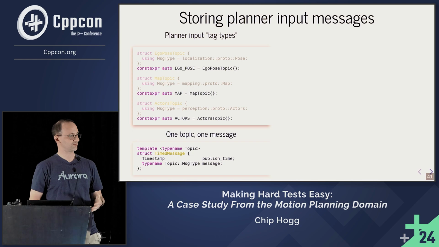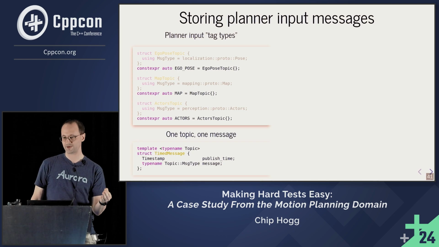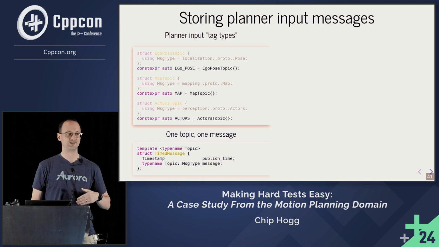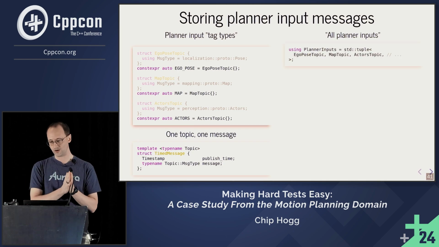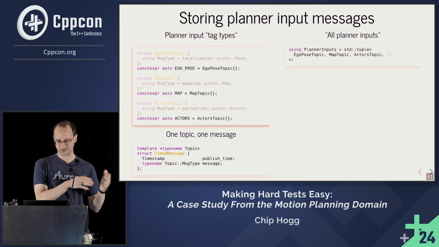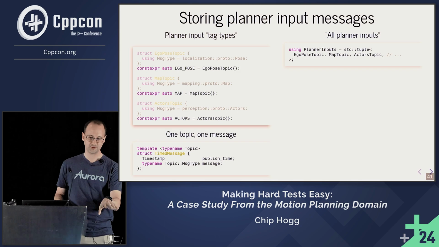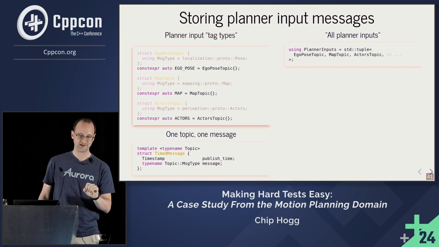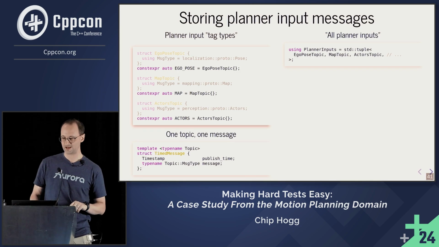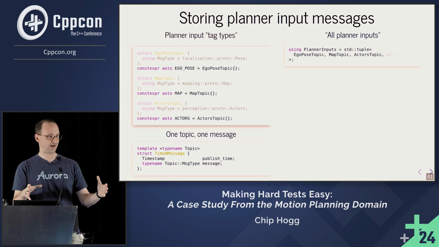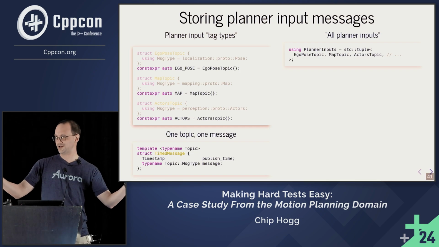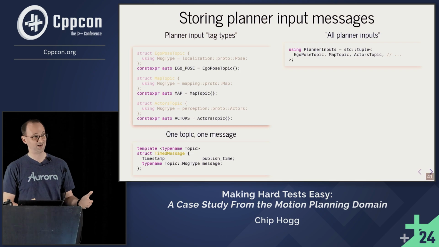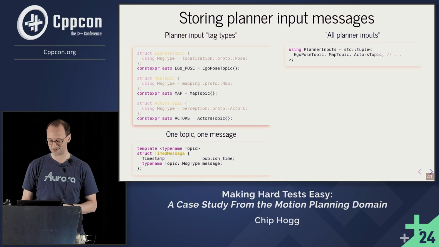A timed message for one topic is pretty simple, just a templated struct. You got the timestamp, you got the message. Now, we also have this tuple of all planner inputs here. So this is just a tuple of tag types that gives you a way to reason about the set of all inputs that the planner has. You can imagine if you had this in your code, there's probably a lot you could do with it.